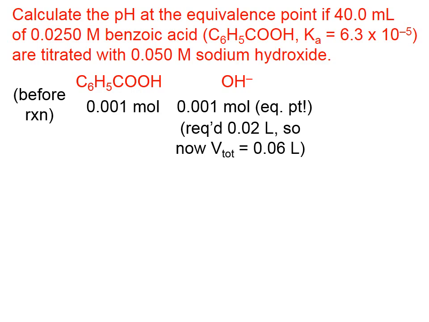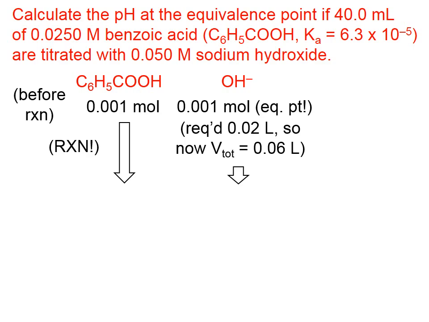So now the total volume is going to be the 0.02 liters of base that we added, plus, in the upper right corner, 0.04 liters of acid. Okay, so that's where our total volume now comes out to be 0.06, because we've added the acid volume and the base volume together. So now these two are going to react.